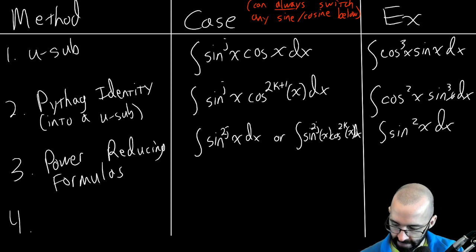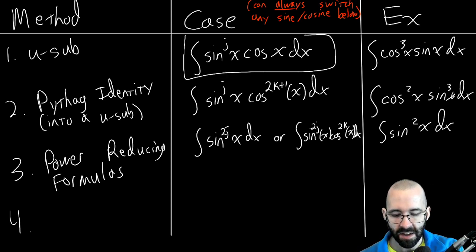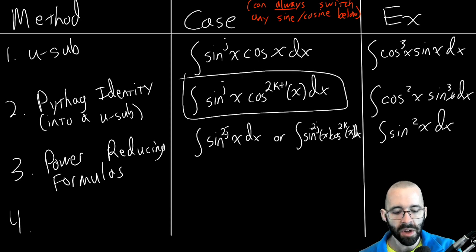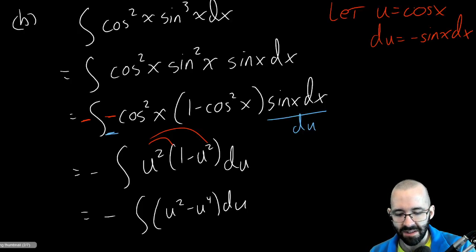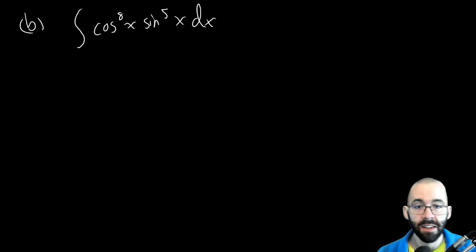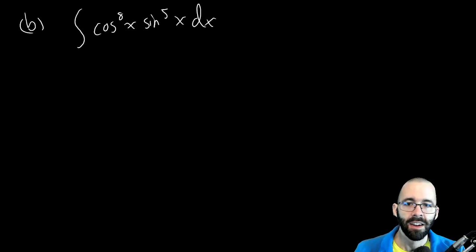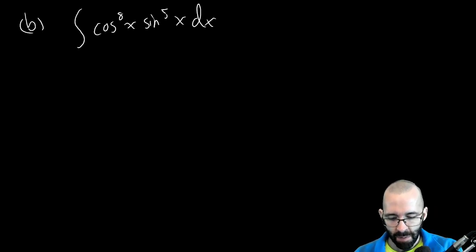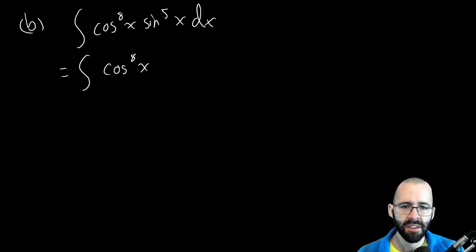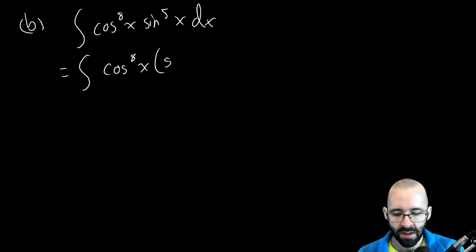Okay. It's not this. One even, one odd. Oh, that's Pythagorean identity into u substitutions. That's what we're going to do here. Which one do we Pythagorean identity? The odd one. Because remember, we need a leftover for a u sub. So we're going to Pythagorean identity sine to the 5th. How?